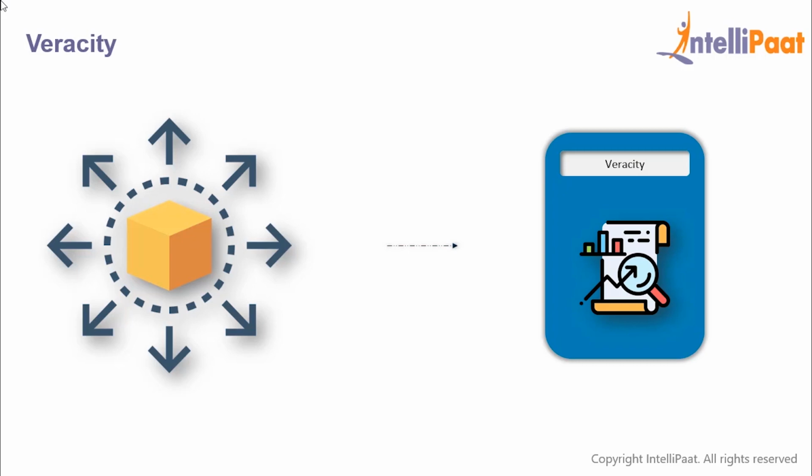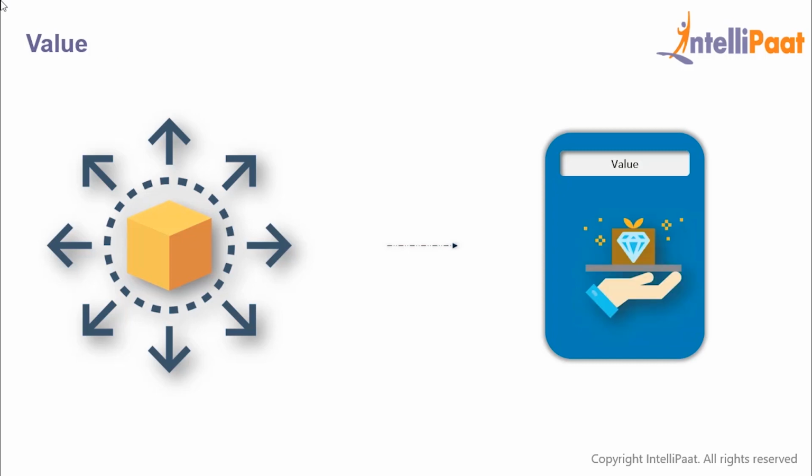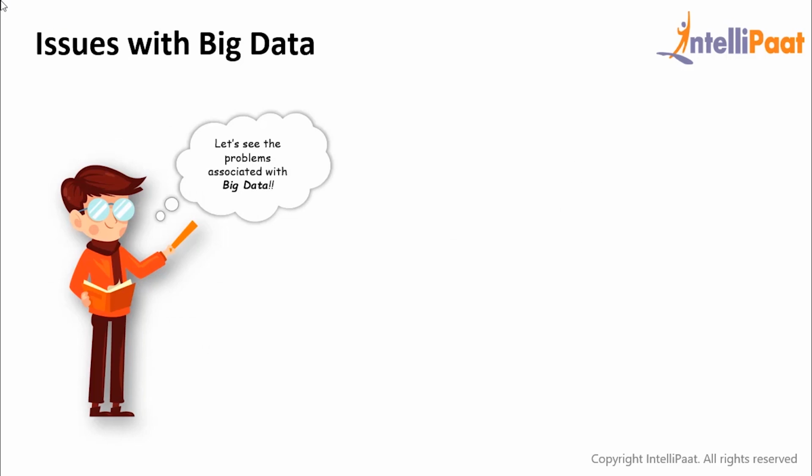When we are dealing with this huge amount of data, it is not possible that all of the data is going to be 100% correct. So veracity basically refers to the quality or trustworthiness of the data. Now, having an endless amount of data is one thing, but unless it can be turned into something of value, it is useless. So this is why value becomes one of the most important aspects of big data. So those were the 5 V's of big data.